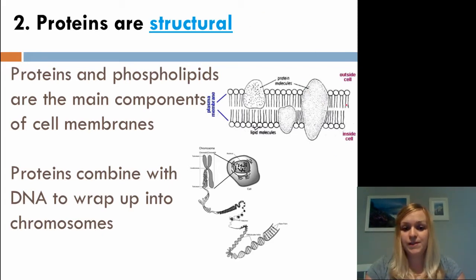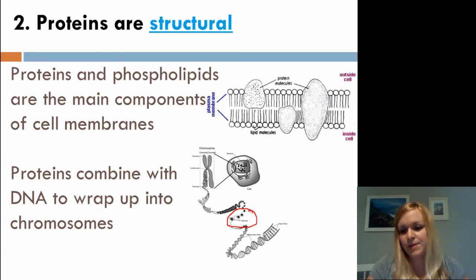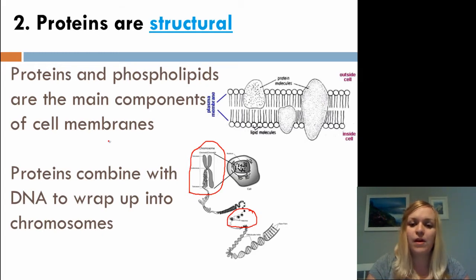We have other proteins that combine with DNA and they wrap up into chromosomes. So DNA basically starts out as a tiny little double strand and finds these little proteins, which are called histones. You guys don't need to know that right now, but they're called histones. The DNA wraps around those histones and then eventually forms what we know as a chromosome. So this little X-shaped structure here is our chromosome. That's DNA tightly wound around many, many, many proteins.